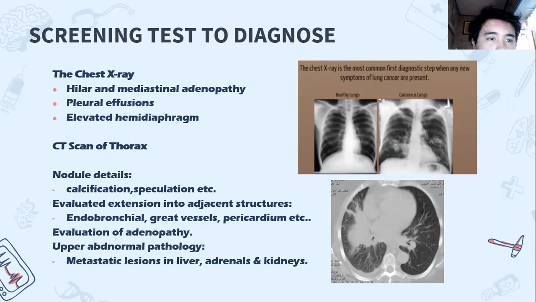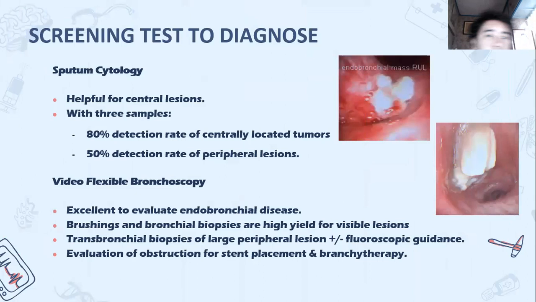And CT scan of the thorax: nodule detail, classification, spiculation, etc. Evaluate the extension into adjacent structures such as the bronchi, great vessels, and pericardium, evaluation of adenopathy, upper abdominal pathology, and metastatic lesions in the liver, adrenals, and kidney. So if we continue, sputum cytology is helpful for central lesions.